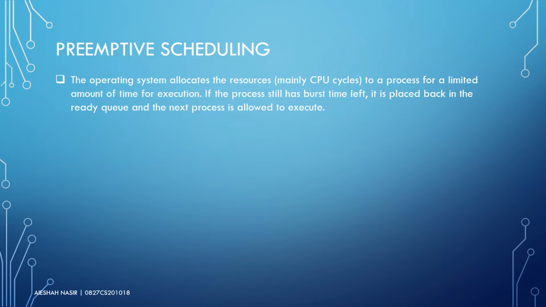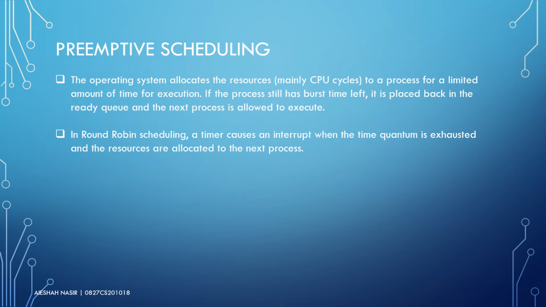Moving further, in preemptive scheduling, the operating system allocates the resources to a process for a limited time period, and this time period is calculated on the basis of various criteria depending on the algorithm being implemented. So once this time period gets over and the process still has some burst time left, then it will be placed back into the ready queue and the next process will be allowed to execute. Consider the round robin scheduling algorithm. In this, a timer causes an interrupt when the time quantum or the time slice allocated to the process is over and the resources will be allocated to the next process.